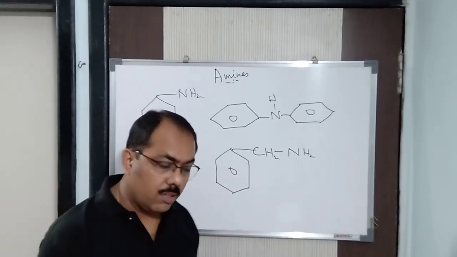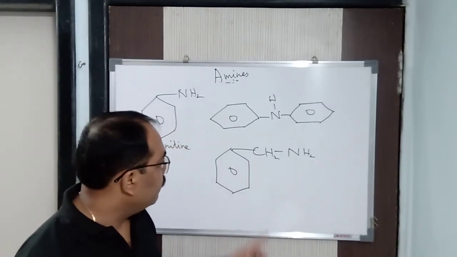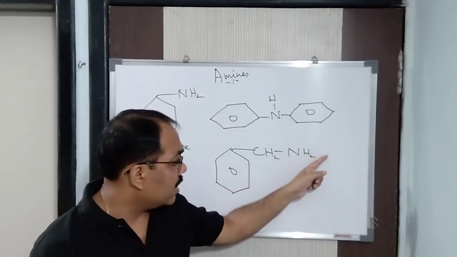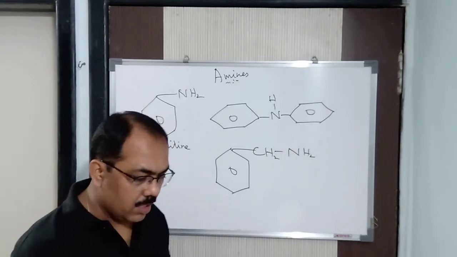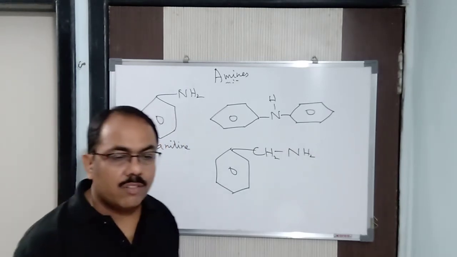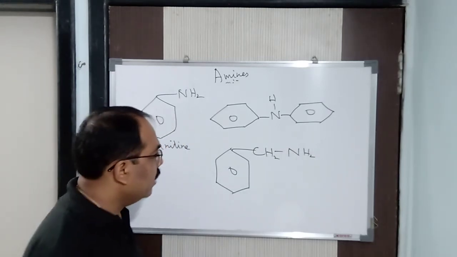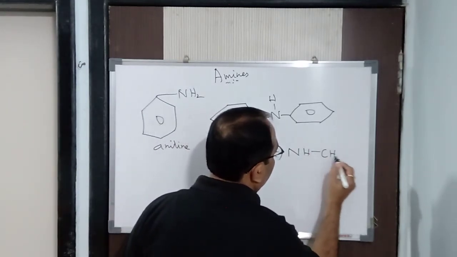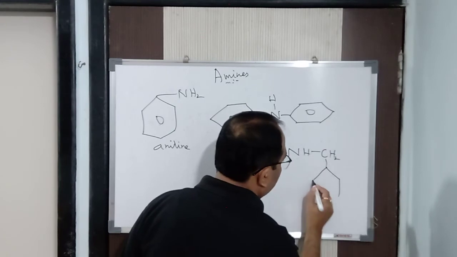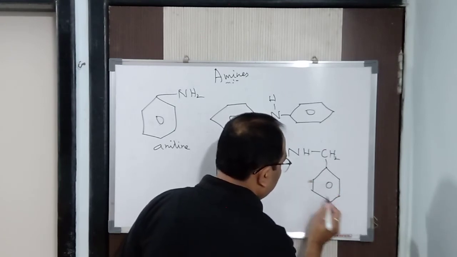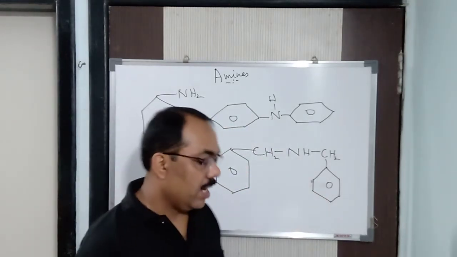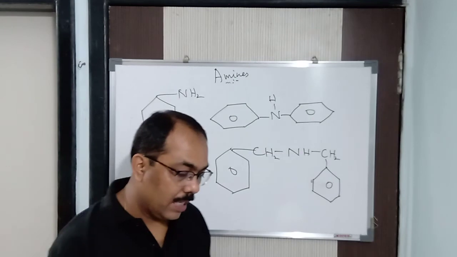Clear? Similarly, here also one H can be replaced by another group, which can be done. And we can have another aryl alkyl group put here. How? See here, CH2, and this is another benzene ring. So this is again your 2 degree aryl alkyl amine, so to say.